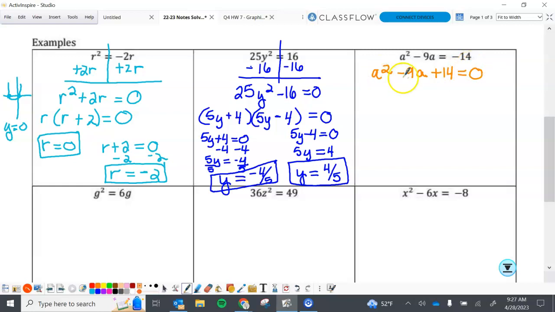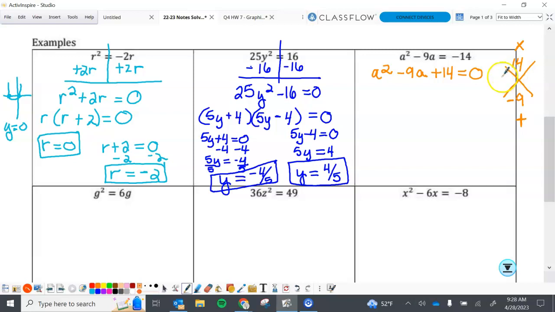This is now a trinomial. It has 3 terms. The leading coefficient is a 1, so this is our type 3 factoring where we go right to an X box to help us organize our thinking. The last term goes in the top of our X box, and that's what we're multiplying to. The middle term coefficient goes in the bottom of the box, and that's what we're adding up to. So we're thinking of 2 numbers that will multiply to 14, but we'll need to add to negative 9.